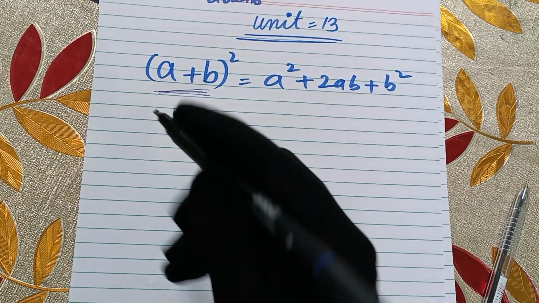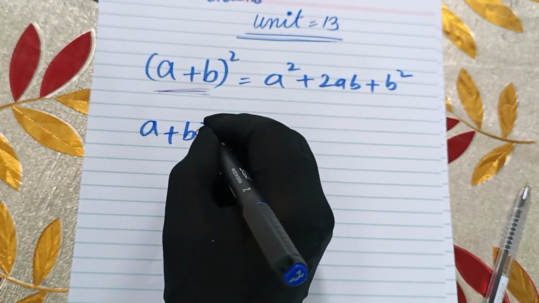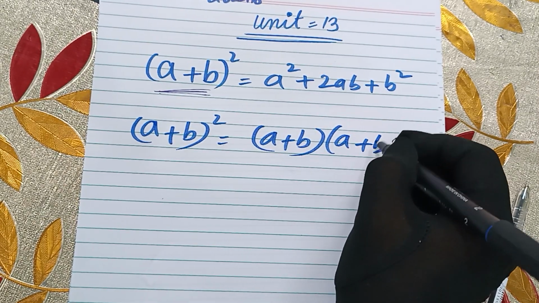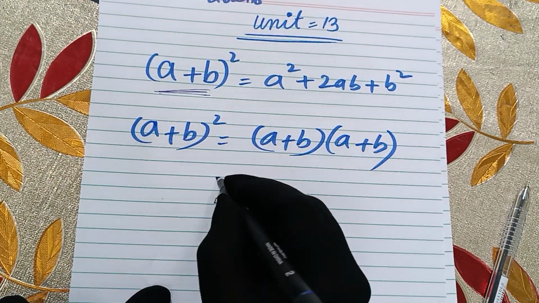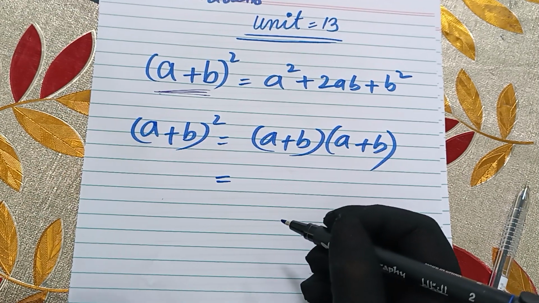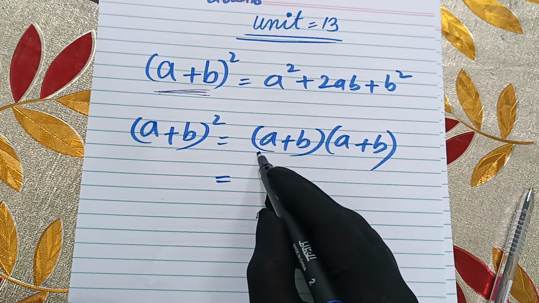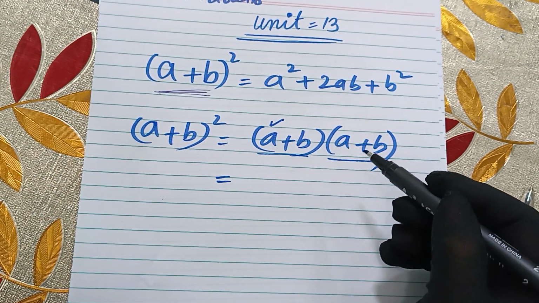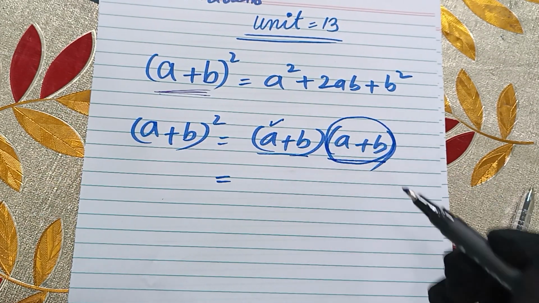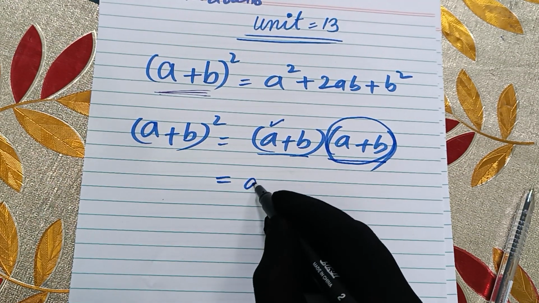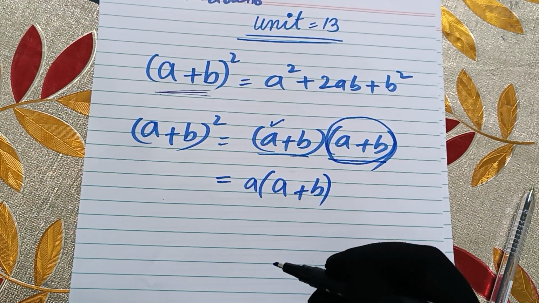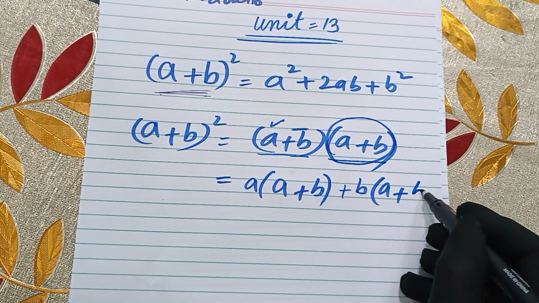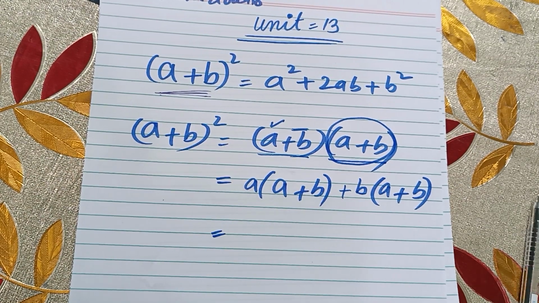Expansion: a plus b whole square means a plus b multiplied by a plus b. After that, do normal multiplication. When we multiply a complete expression by a complete expression, we take our first term and multiply it by the complete second term. Then take plus b and multiply it by the complete term. After that, open the brackets.